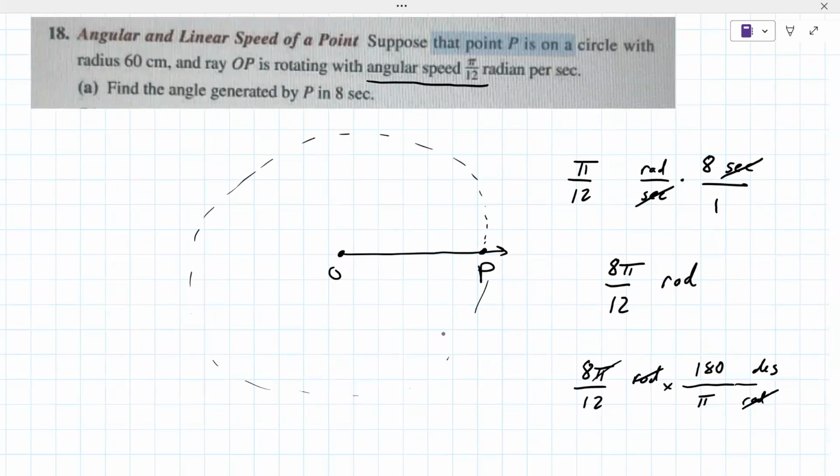So the pi's cancel. And if you're not allowed to use a calculator, which you may not be, 180 divided by 12 is 15. 8 times 15 is 120. This ends up being 120 degrees. That's 90. So it ends up sweeping something like this, 120 degrees, like that. If you were to use the radians, you'd want to reduce this to 2 pi over 3 radians.